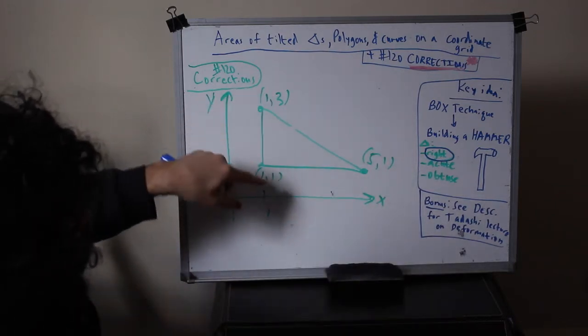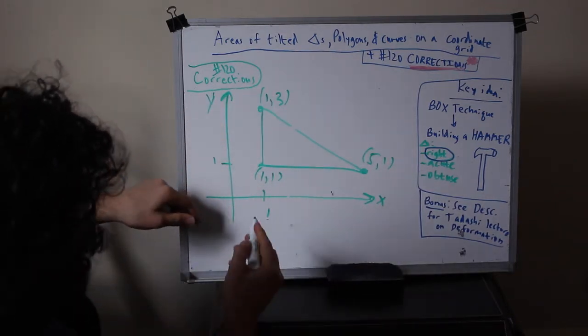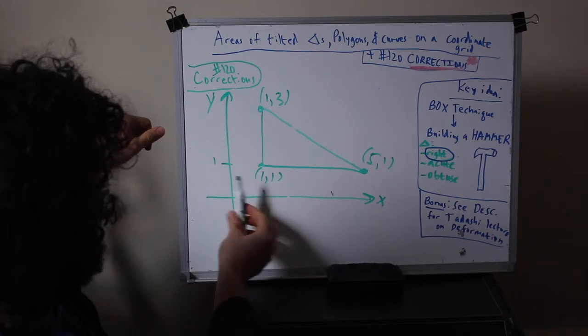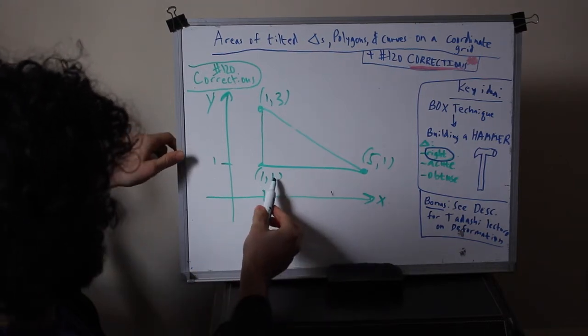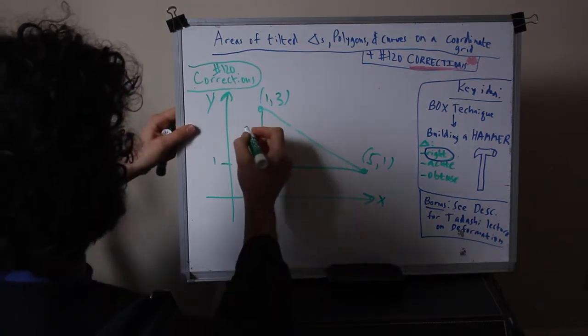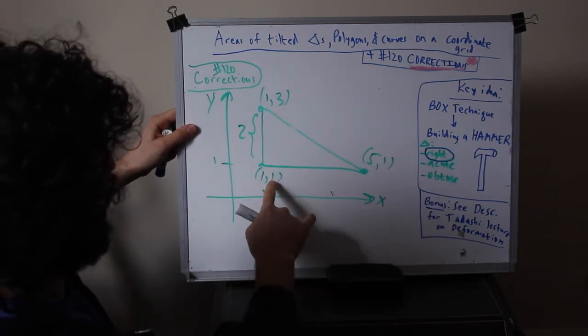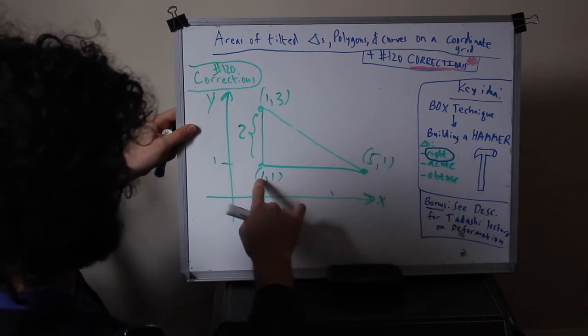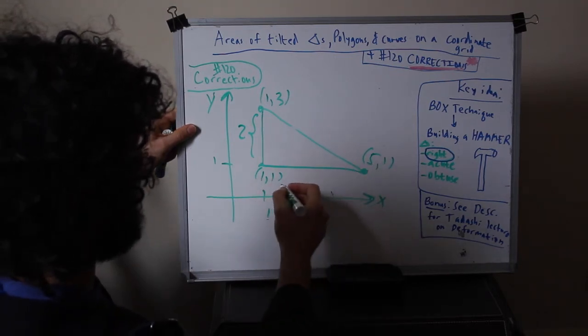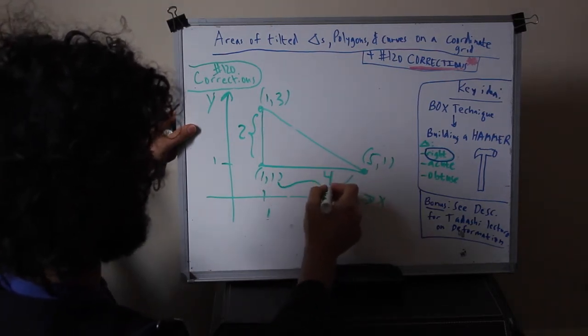We're going to use these coordinates to find the distances. So since these are both at an x of 1, we're going to look at the y's. So the y's go from 1 to 3. So this would be a distance of 2. And then the y's here are fixed at 1 and 1, but the x's go from 1 to 5. So from 1 to 5 is a distance of 4.